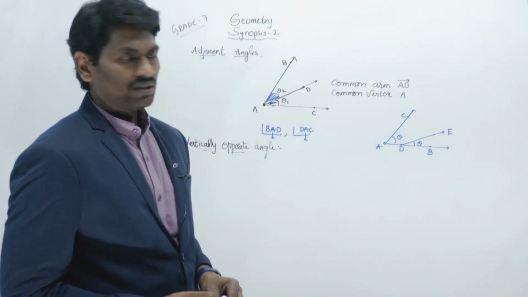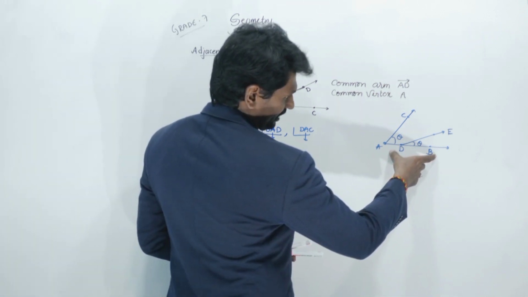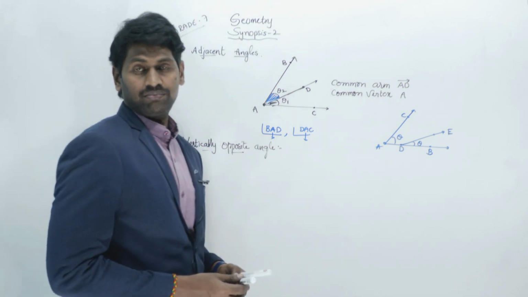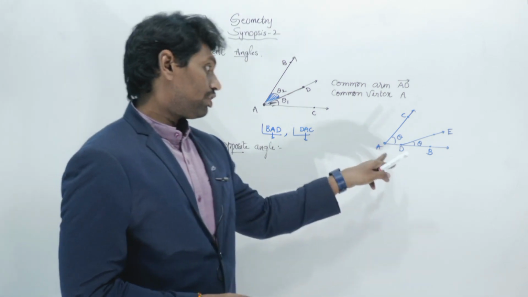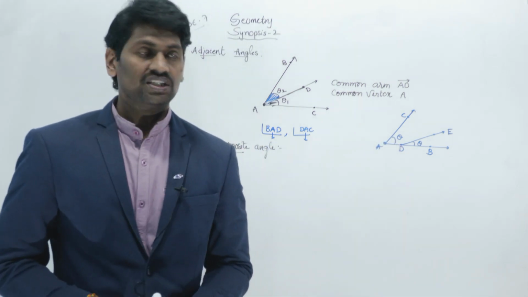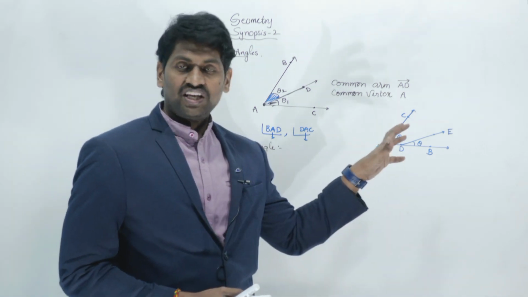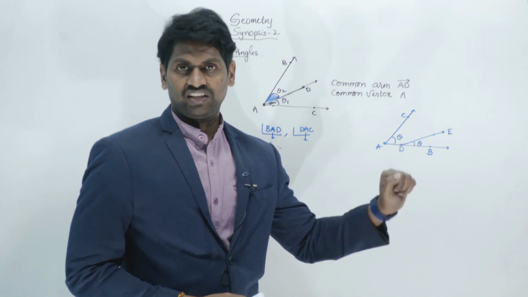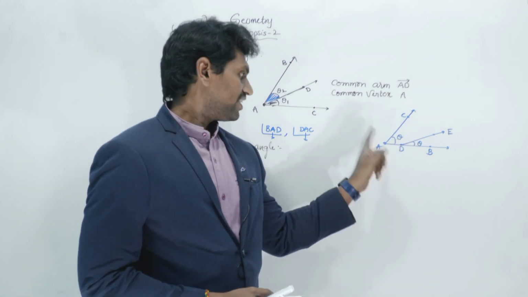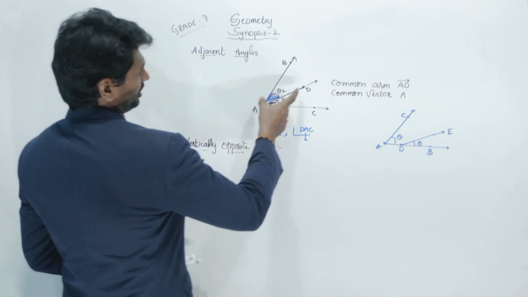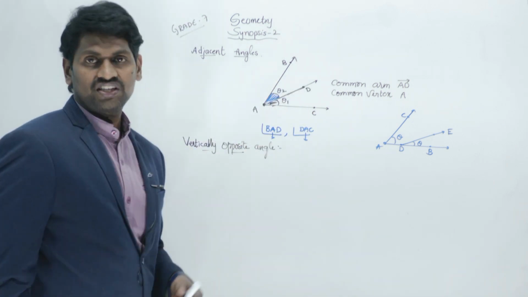No, because AB is a common arm. Okay? AB is a common arm, but the common vertex is somewhat different. So we cannot take this as adjacent angles because there is no common vertex. Two angles having a common arm and a common vertex only are called adjacent angles.